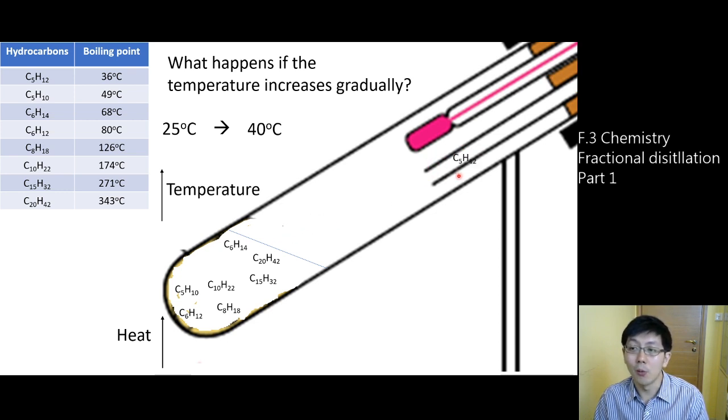So this one eventually will go to this tube and leave the mixture here. Now how about these 7 components? Why are they still here?